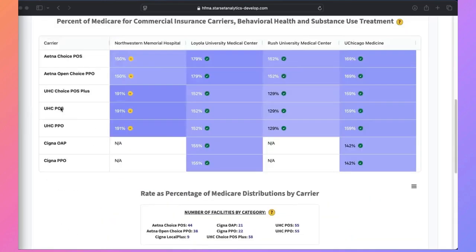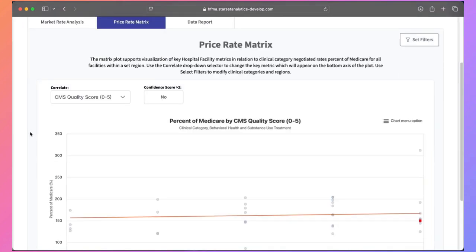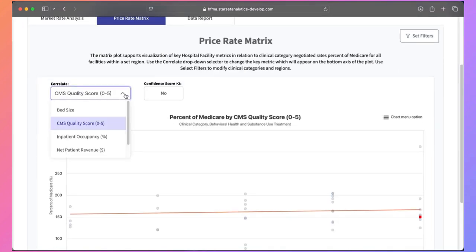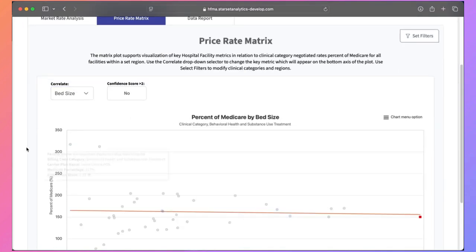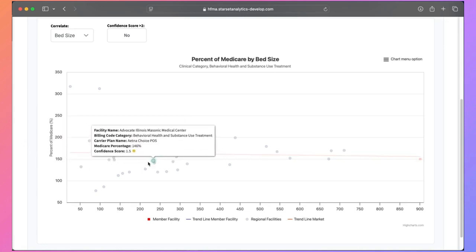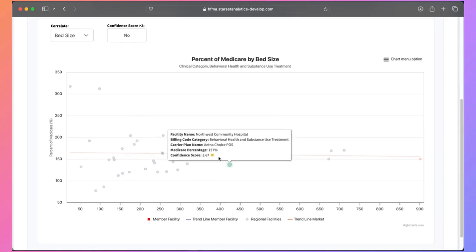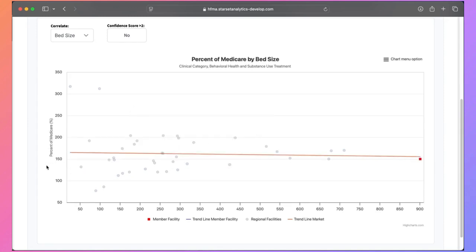Moving to our next feature, this page explores correlations between rates and other factors like hospital size, occupancy percentage, net revenue, or commercial payer mix. The scatter plot helps put rates into context. Does size affect negotiated rates in your market? Now, these relationships don't always exist, and sometimes they're tighter than others depending on the plan or the market, but the goal is to add context to rates that otherwise exist in isolation.